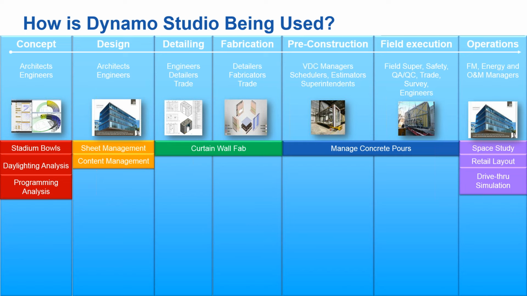You go all the way from the left-hand side, conceptual design, to the right-hand side for operations and maintenance. In concept design, architects and engineers can use Dynamo Studio for large projects such as stadium bowls, daylighting analysis, and programming analysis. In design, it can be used for sheet management and content management. In detailing and fabrication, detailers, engineers, and trade professionals can use it for fabrication, what-if scenarios, as well as curtain wall fabrication and shop drawings.